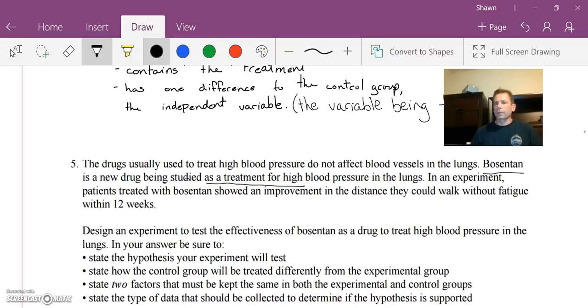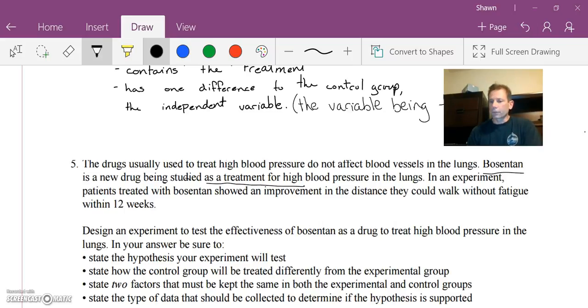We have to think about things that could actually affect this data. It could be the age of the patients. It could be the temperature of where they were walking. If you're going to have these patients walking and measuring their fatigue, or the distance that they could walk, you'd want to walk in the same temperature.